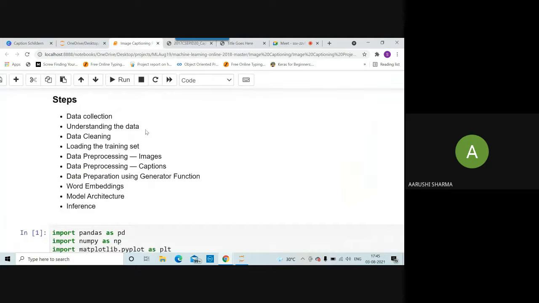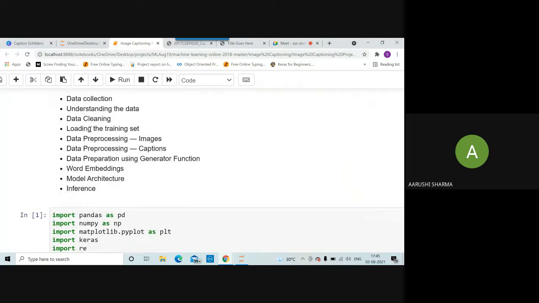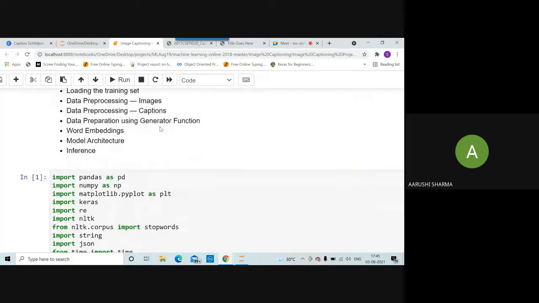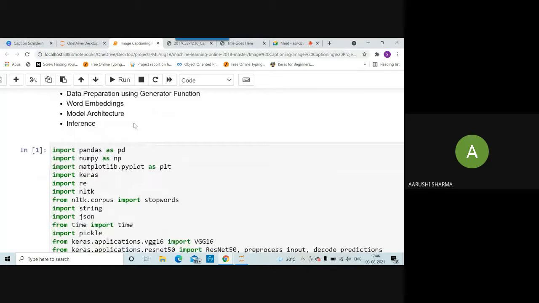After that, understanding the data. Understanding the data means knowing in which format the data is given to us, and how we can make changes and modify it according to our model or our project. Another one is data cleaning. This is one of the most important steps in this project, because with data cleaning we can improve the accuracy of the project. Then the training set, where we train the machine from the images and captions. Then a generator function is written which is used to generate the captions of the image. After that, the model architecture, and the project is done.